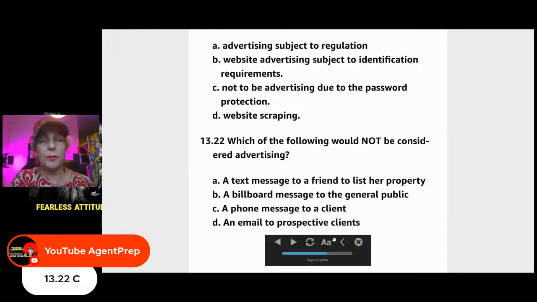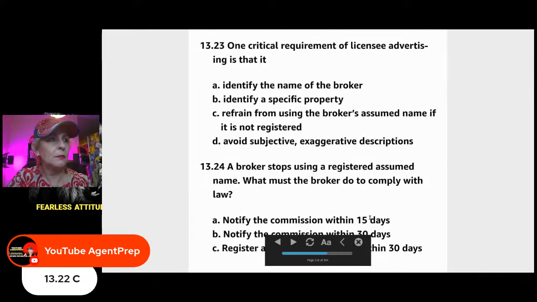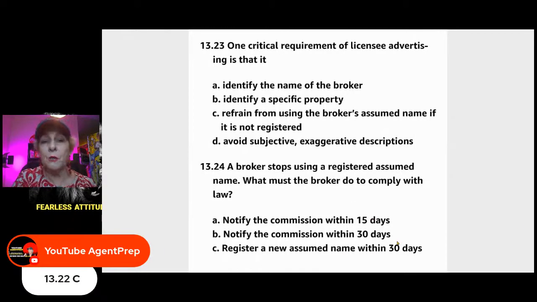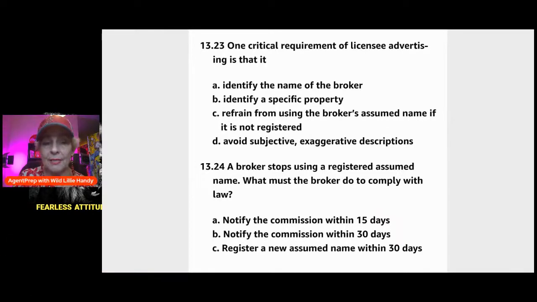All right, number 23. One critical requirement of licensee advertising is that it, A, identify the name of the broker, B, identify a specific property, C, refrain from using the broker's assumed name if it is not registered, or D, avoid subjective exaggeration descriptions. So one critical requirement of licensee advertising.